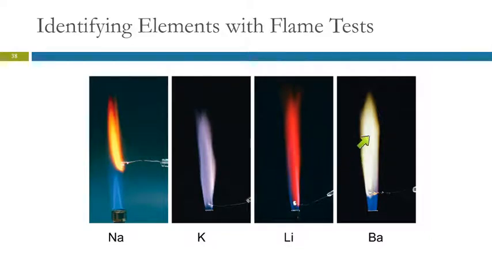Barium can be hard to see. It's kind of a greenish color. But these are the same colors that you will see if you put them in a tube and excite them with electricity. They're characteristic.